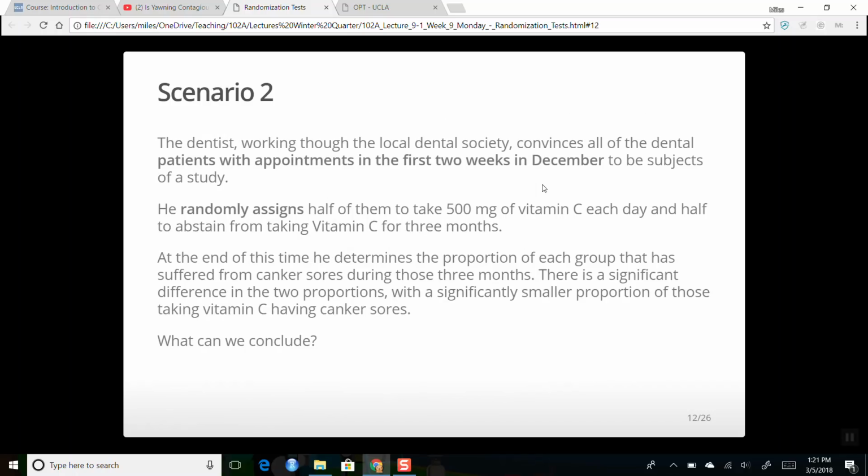Scenario 2. We're still going to select patients who have appointments in the first 2 weeks of the month. Then we randomly assign half of them to take vitamin C, and the other half we assign to abstain from taking vitamin C. At the end of the study, we find a different proportion between the 2 groups, and those who take the vitamin C have fewer canker sores than those who don't. So what can we conclude this time?